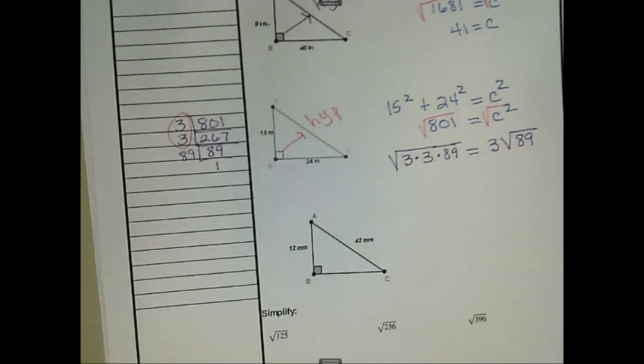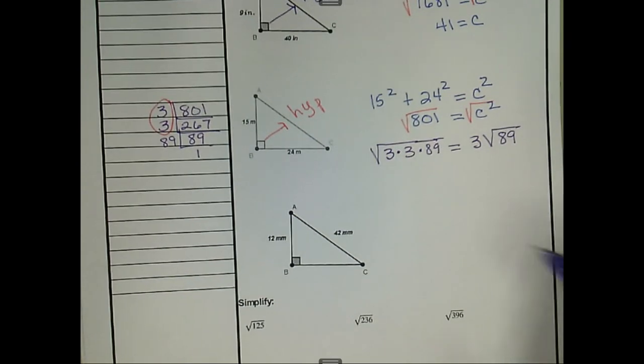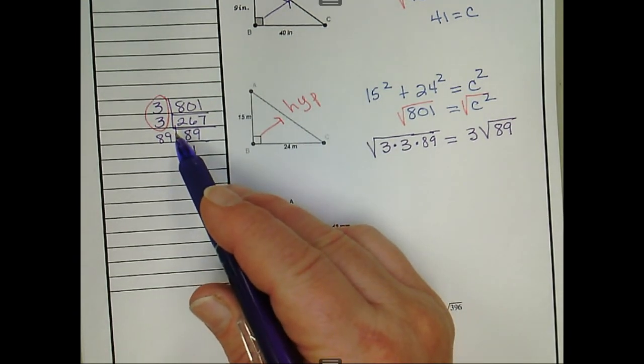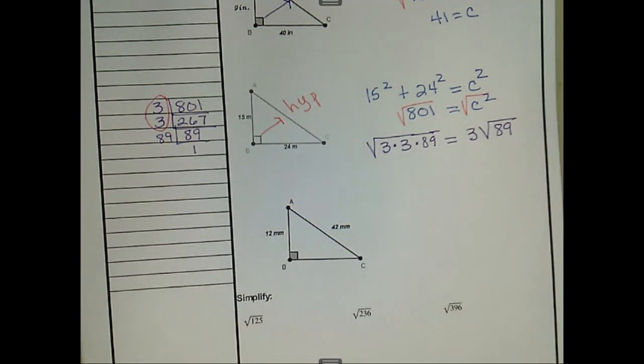Okay, any questions? When we're looking to simplify, if we've got a pair, we can bring one to the outside. Anything that is not a pair stays underneath your radical.